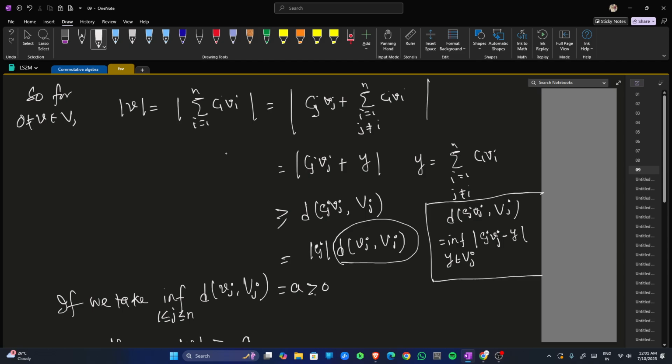If this a is strictly greater than 0, then for v non-zero it is greater than 0. If v is 0, then it is 0. If v is non-zero, then it is greater than 0. Is v non-zero, or is v lying in Vj? Which one are you talking about? Okay, for that it is also 0.